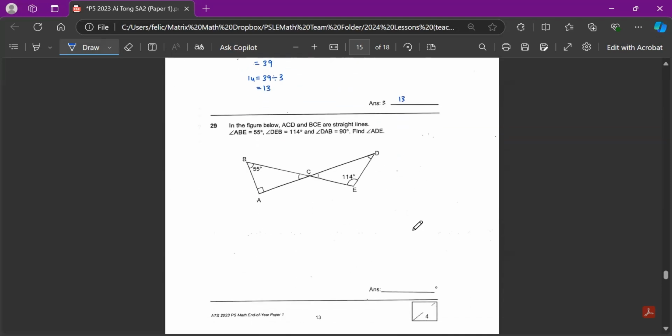Alright. Okay, next. ACD and BCE are straight lines. So two straight lines cut each other to intersect here. So immediately I hope you can recognize that these two are the same angles, vertically opposite angles. Okay, so 55 is angle ABE here, DEB is 114, DAB here, 90 degrees. Find angle ADE. So ADE is this angle here. Alright, so this is your interested angle.